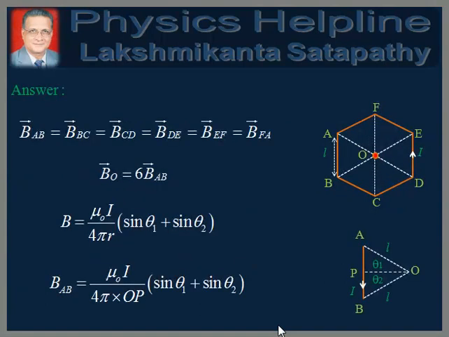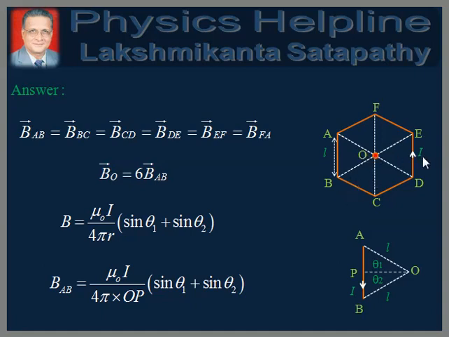Now for the answer. There are 6 sides AB, BC, CD, DE, EF and FA of the regular hexagon. The length of these sides are all equal. The perpendicular distance from O of each side is also equal, and current through each side is also equal. Therefore, the magnitude of the magnetic field produced by each side at O are also equal.